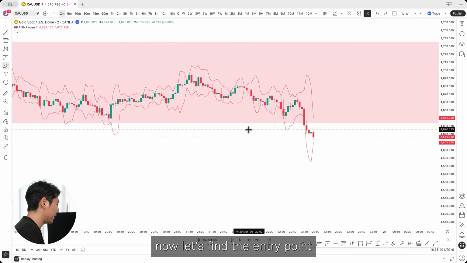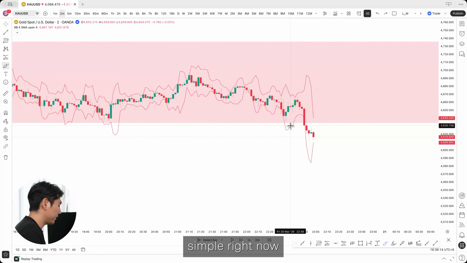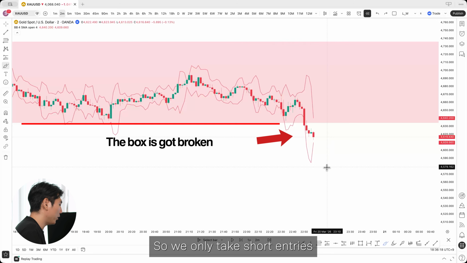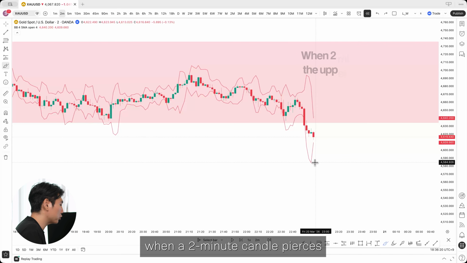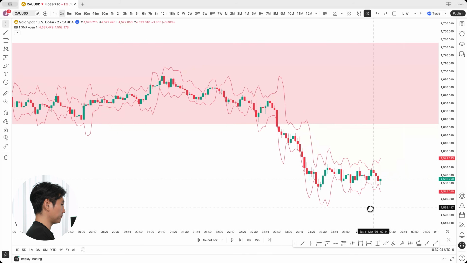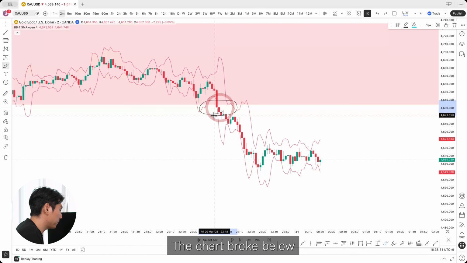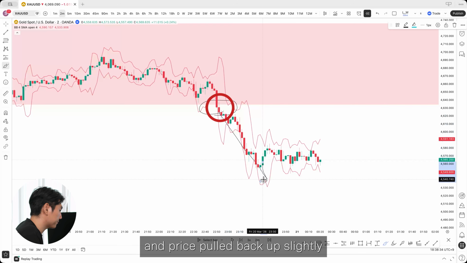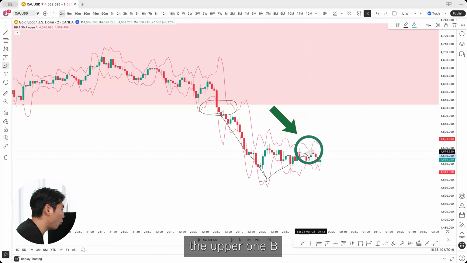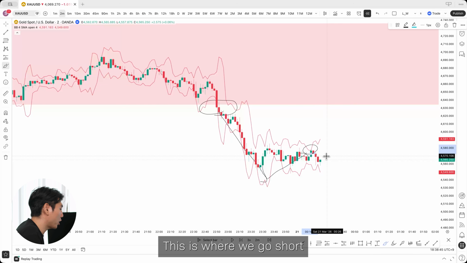Alright, now let's find the entry point. The rule is simple. Right now, the box was broken to the downside, so we only take short entries when a 2-minute candle pierces the upper 1B. The chart broke below the box bottom, and price pulled back up slightly, and a 2-minute candle pierced the upper 1B. This is where we go short.